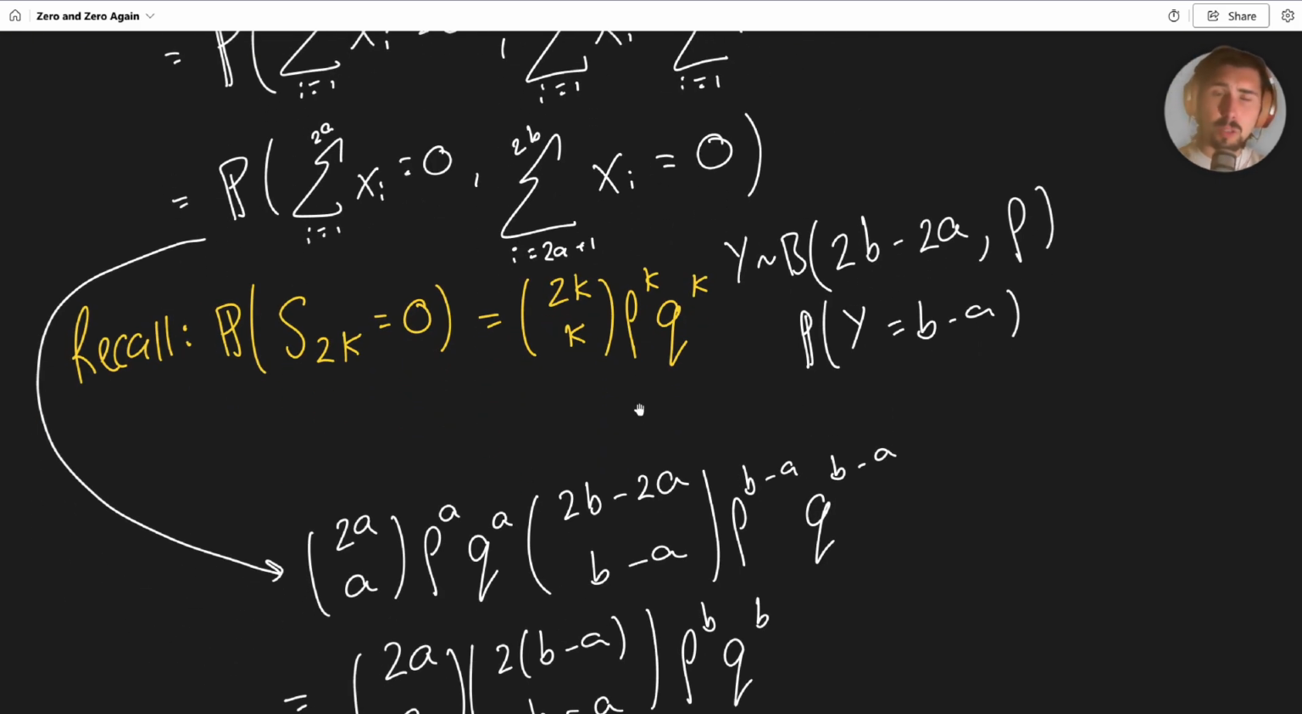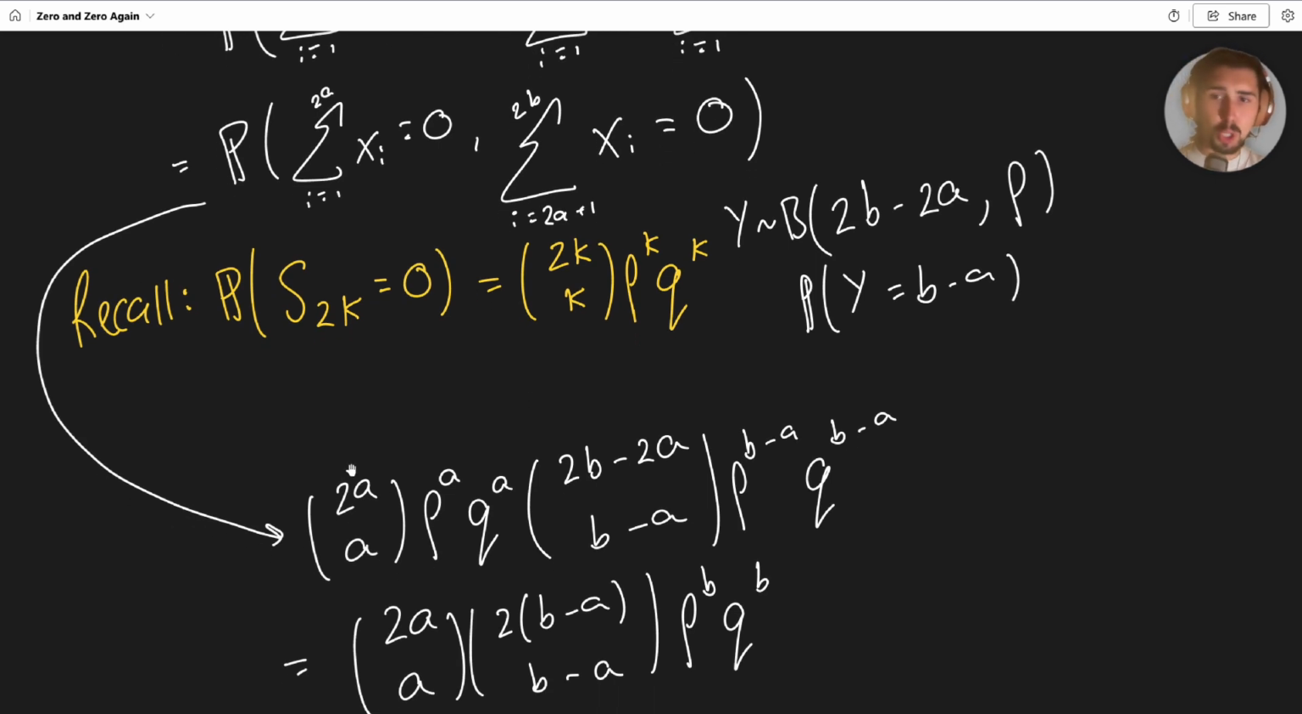If you didn't watch the last video, again, it doesn't matter. It's just binomial. First one, we're thinking, okay, well, how does this actually happen? How does the sum from i equals 1 to 2a of all of these xi's equal 0? Well, we need a ups and a downs. This can be modeled with a binomial situation. And it's 2a choose a times p to the a times q to the a. That's literally all there is to it.